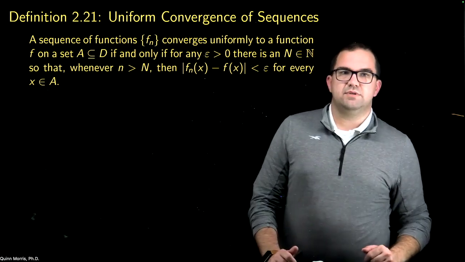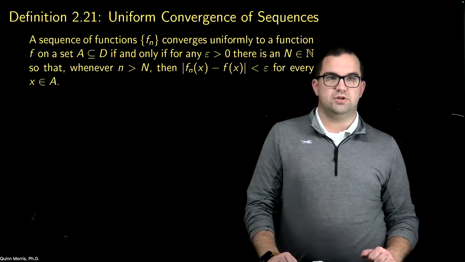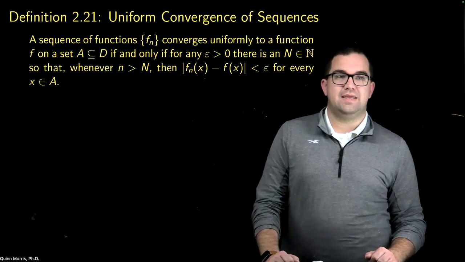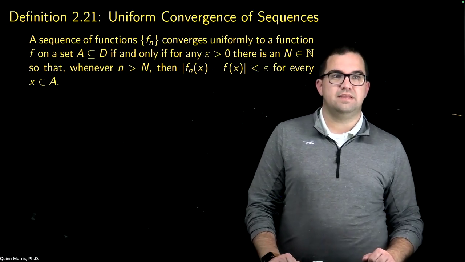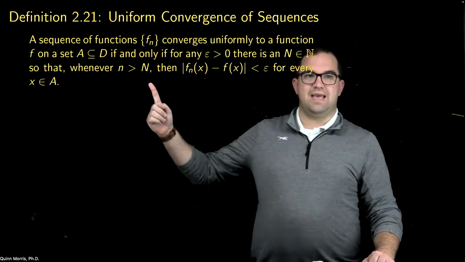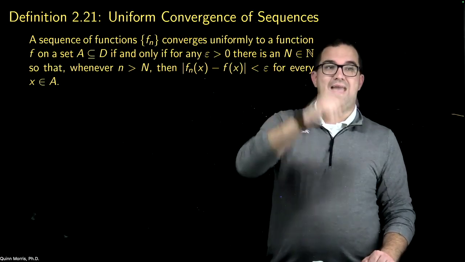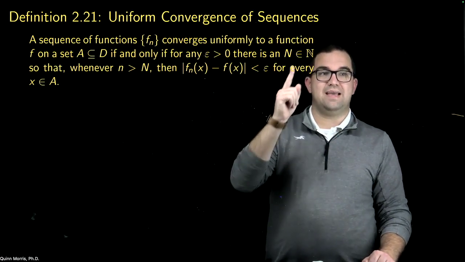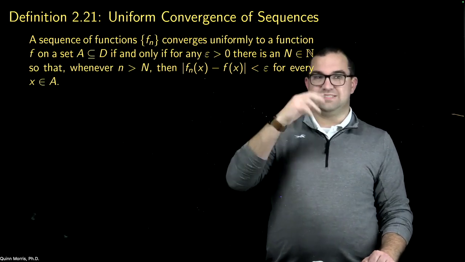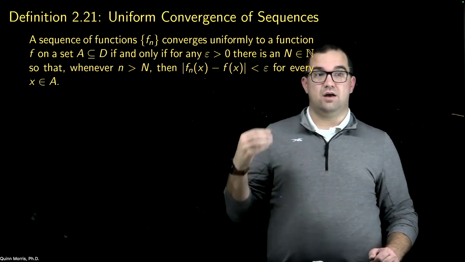So I will say that a sequence of functions, f sub n, converges uniformly to a function on some set A, if and only if for any epsilon greater than 0, there's a natural number N, so that whenever little n is greater than capital N, then this condition holds for every x. So the idea is you pick an N, and that N has to work for every x. The N can't change with x. The N must be independent of x.